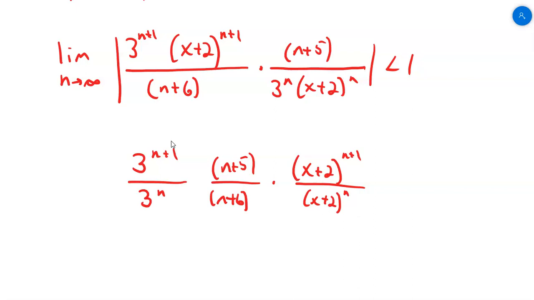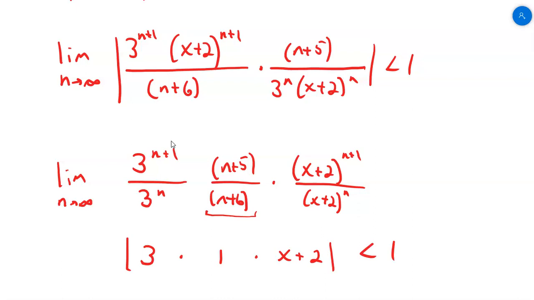So over here, 3 to the n plus 1 over 3 to the n is just 3. If I apply that limit as n approaches infinity to this middle piece here, that's just going to give me 1. If you don't believe it, L'Hopital it, you'll end up with a 1 over 1. And this last piece over here is just going to yield an x plus 2, because there's n plus 1 of them on the top, there's n of them on the bottom, therefore x plus 2. All that is less than 1.